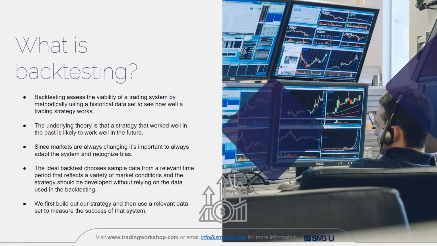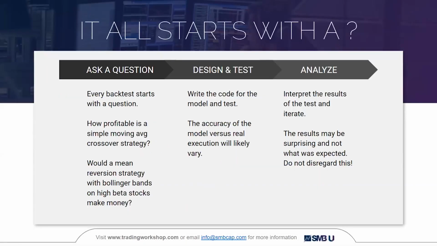The ideal backtest chooses sample data from a relevant time period that reflects a variety of market conditions, and the strategy should be developed without relying on the data used in the backtest. We first build out our strategy, and then we use a relevant data set to measure the success of that system. So it all starts with a question.